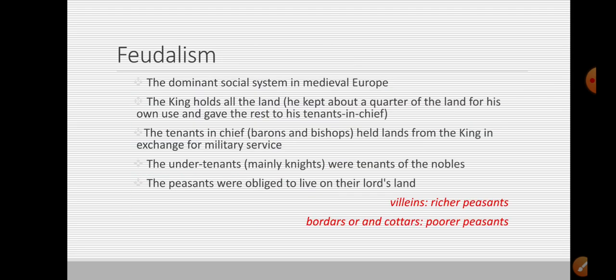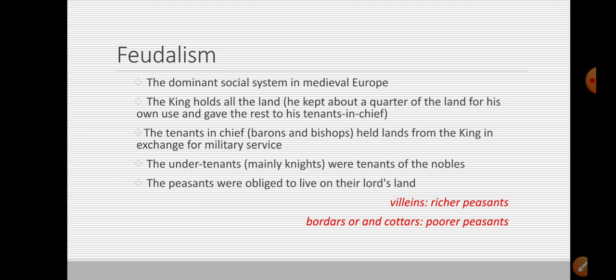Now let's talk about feudalism. This is a social system which is the dominant social system in medieval Europe. I already mentioned it to you earlier. The king holds all the land, and he kept about a quarter of the land for his own use and gave the rest to his tenants in chief. So this land was not given for good. The barons and the bishops were basically tenants of this land.